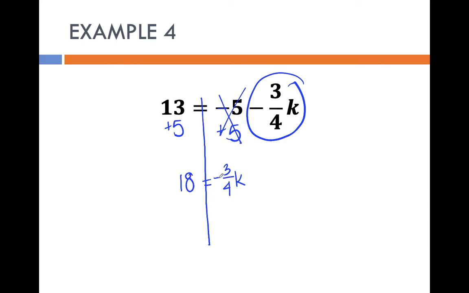And then if you remember from our lesson on what to do when our coefficient is a fraction, you're going to flip it to negative 4 over 3 and multiply both sides by negative 4 over 3. So over here, remember, we want to get the k by itself. So the 4's cancel, the 3's cancel, k is left by itself. And over here, we can multiply negative 4/3 times 18 over 1. You can cross simplify if you want. I suggest it. Negative 4 times 6 is negative 24.